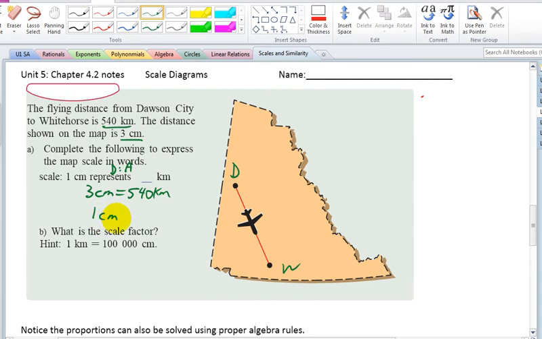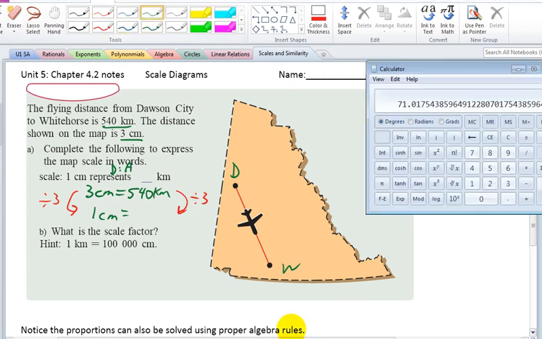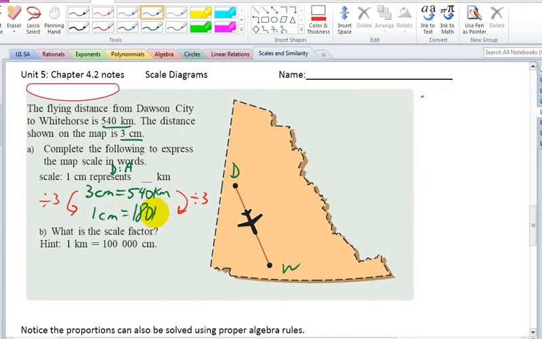So what do we have to do? 3 to 1, divide by 3. So we have to do the same thing to the other side. Use a calculator. 180. There we go. 1 centimeter represents 180 kilometers.